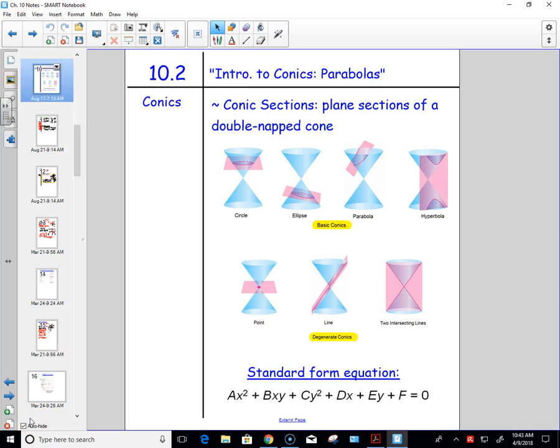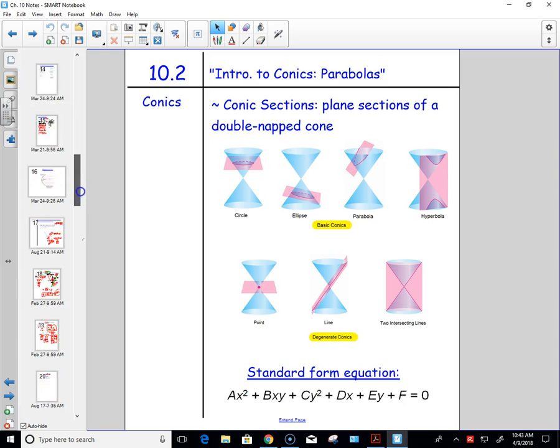So you can slice a cone in a way that you just get a point. You can slice a cone in a way that you just get a line or intersecting lines. You can slice a cone so that you get a parabola. So we had a section about parabolas. But you can also slice a cone so that you get a circle or ellipse. Remember, a circle is just a special type of ellipse. Ellipse is more general, circle is more specific.